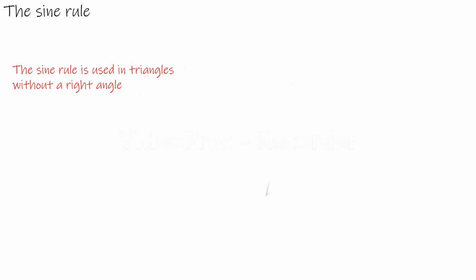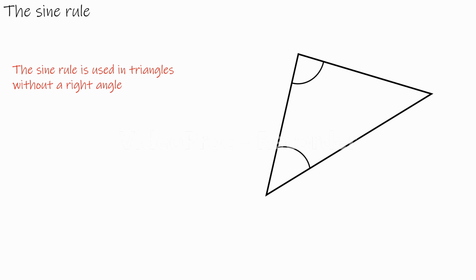We can first say that the sine rule is used in triangles that do not have a right angle. If you're looking to find a side or angle in a triangle with a right angle, then you'll be using SOHCAHTOA, and I have a video about that up on my channel.